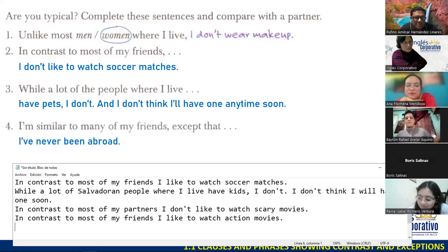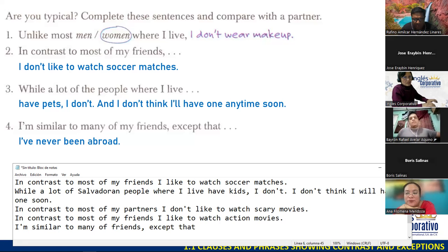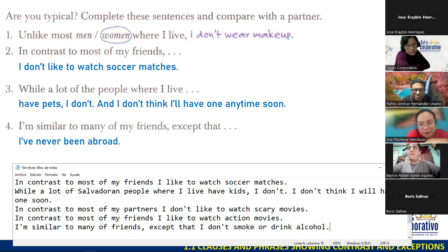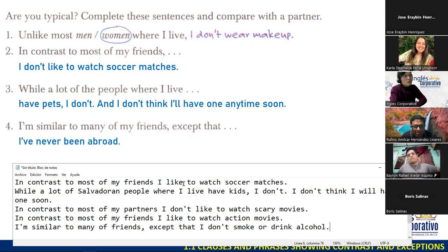The four sentences, I am similar to many of my friends, except that I don't smoke or drink liquor. Okay. I'm similar to many of my friends, except that I don't smoke or drink liquor. Alcohol, right? Alcohol. I don't smoke or drink alcohol. Okay. Very good. Thank you.